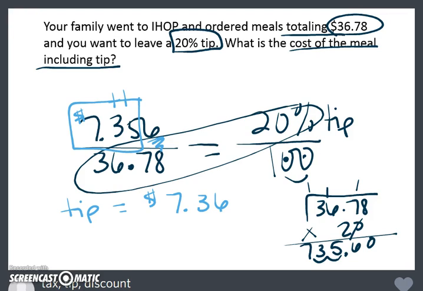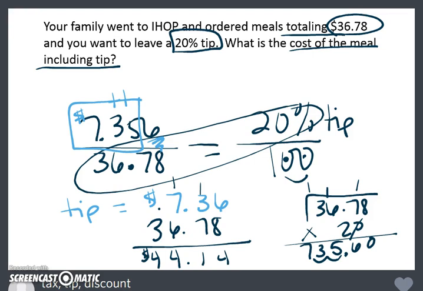And it says, what is the total cost of the meal including tip? So I'm going to have to add my $36.78 with my tip, and I get $44.14.